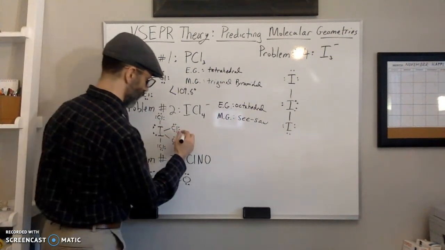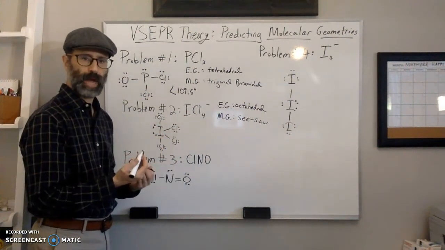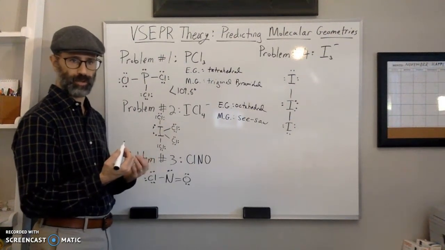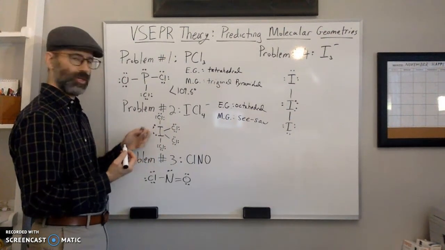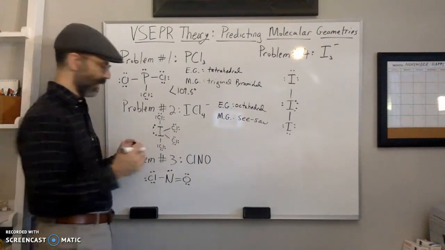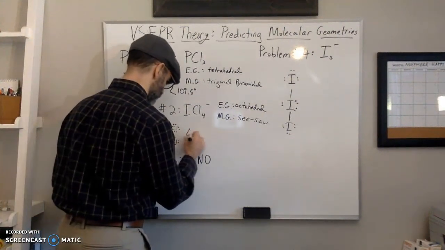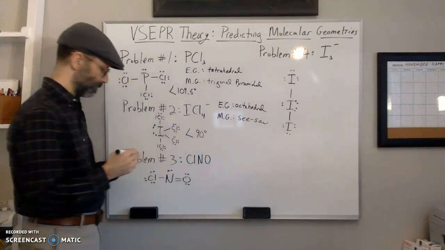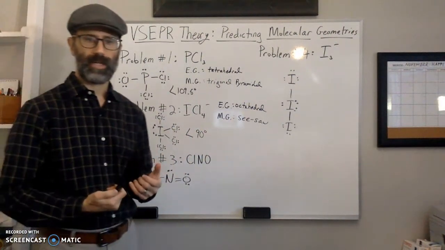So the angles here, again, ideally for an octahedral electron geometry, 90-degree angles is what you'd expect. But since you have lone pairs, it's going to be less than 90 degrees. Okay, what about the next one?